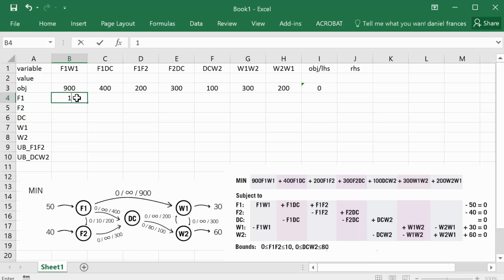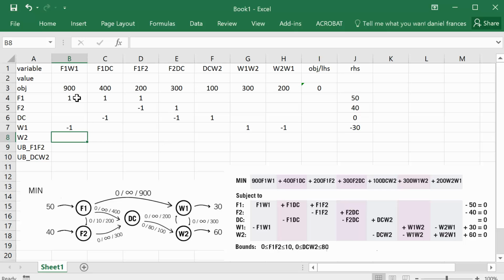The coefficients will be 1, 1, 1 for this one. And then we move the 50 over to the right-hand side. And then for this one here, we have 0, 0, minus 1, 1. And then we have 40. For DC, we have minus 1. We have 0, minus 1, 0, minus 1 plus 1 equals 0, and W1 is minus 1, 4 zeros, 1 minus 1, and the right-hand side is minus 30.